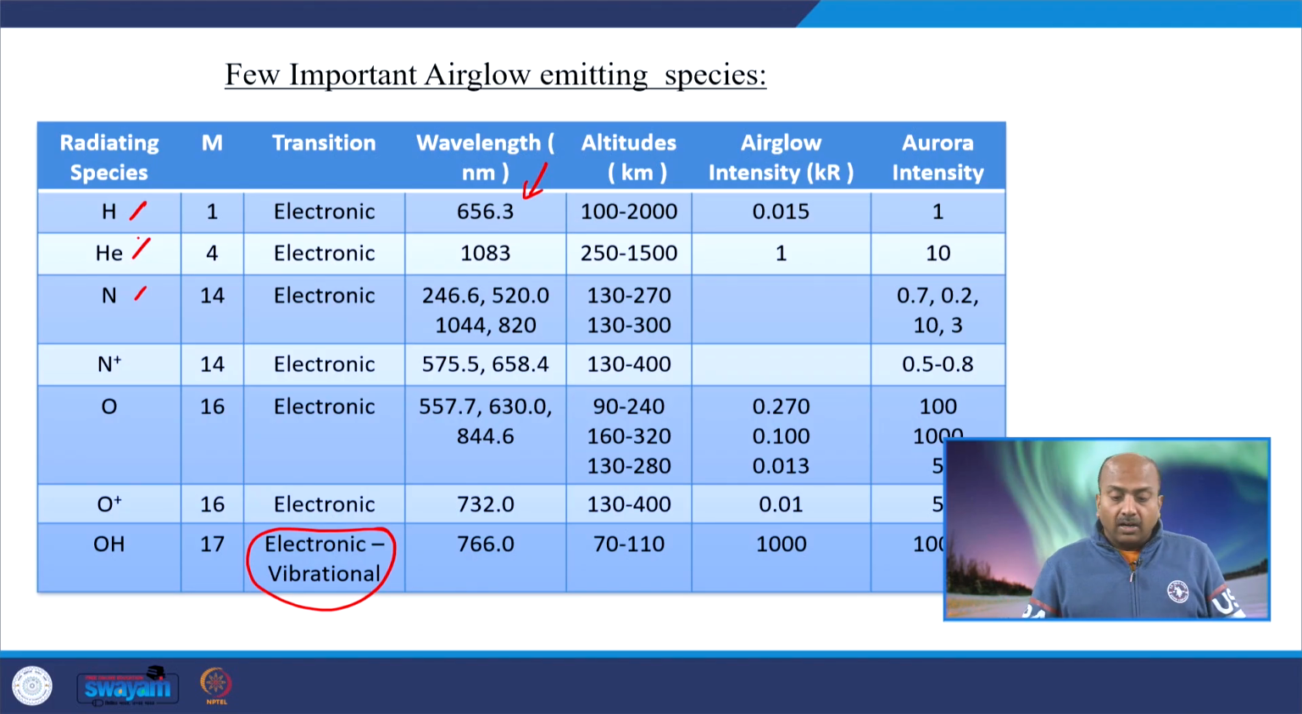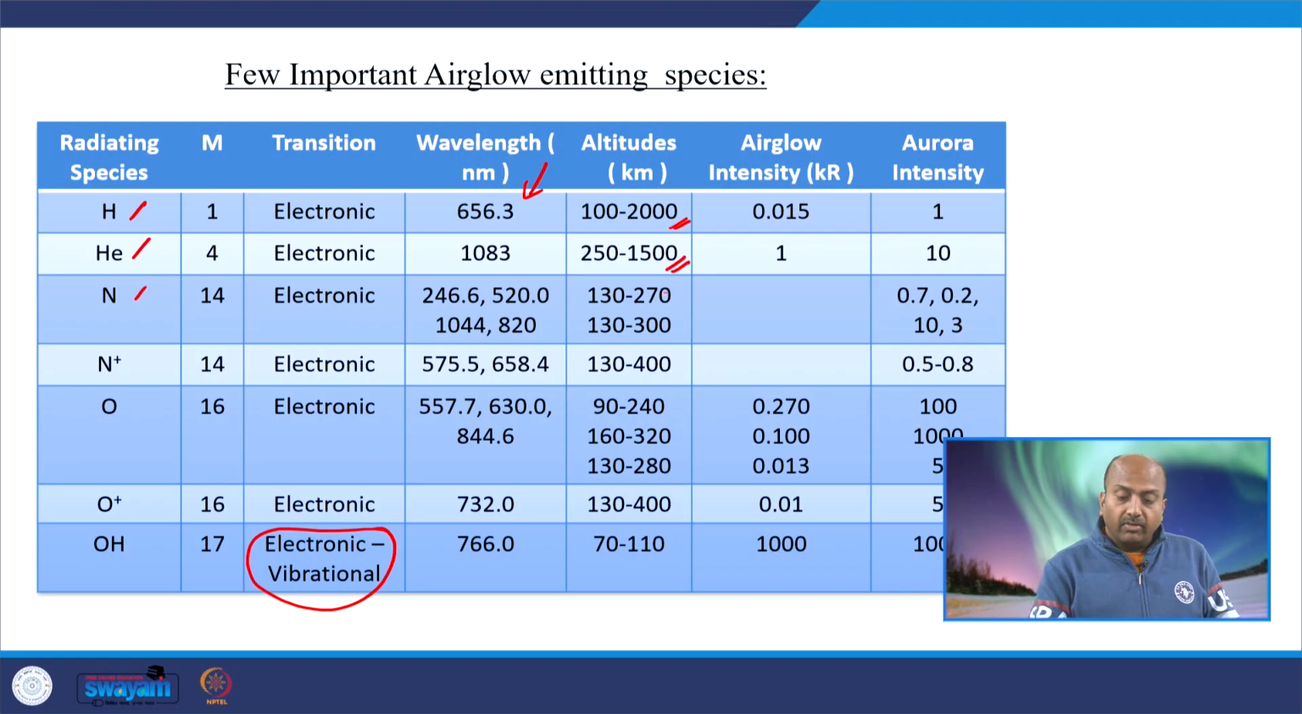So, for example, hydrogen can emit at 656.3, almost at the beginning of or at the edges of the red part of the visible light, at altitudes 100 to 2000 kilometers. So, it can vary anywhere. So, we already know the uppermost part of the Earth's atmosphere is primarily dominated by these lighter species, and helium can radiate between these two altitudes, which is a wide range, by the way.